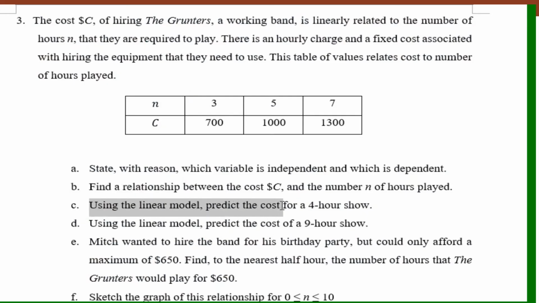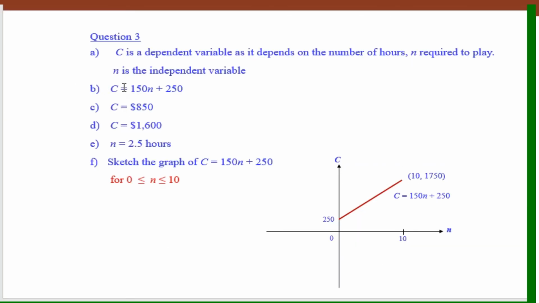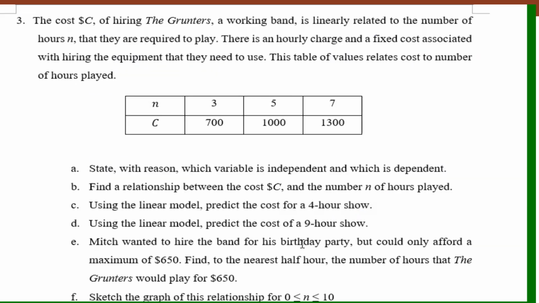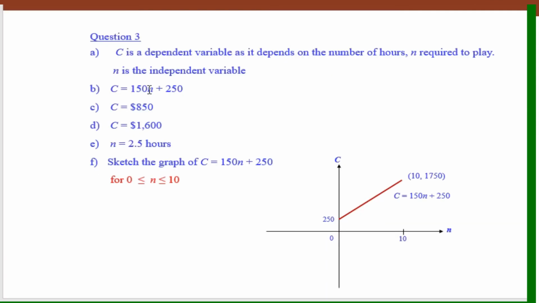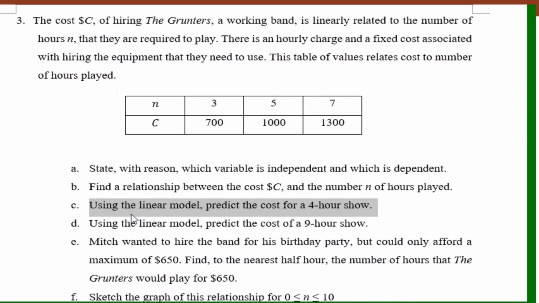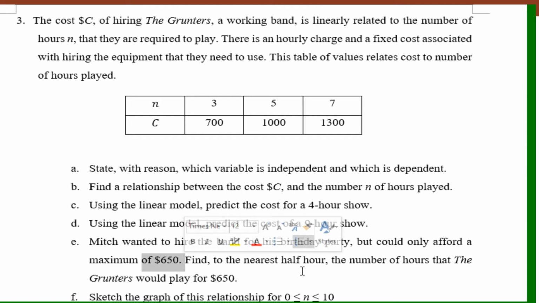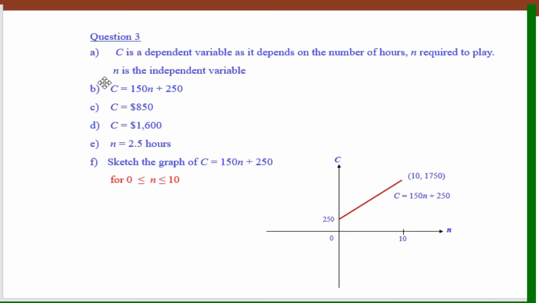Using the linear model, predict the cost for a 4-hour show. So now, inside here, you just substitute 4 hours. For 9 hours, inside here, you just substitute 9. You should get 1,600. Mitch wanted to hire the band for his birthday party, but he only has $650. Round to the nearest half an hour. So you take 650 equal to 150n plus 250, you find n. You will get 2.67 hours. So nearest half an hour will be 2.5 hours. You cannot put it 3 hours because 3 hours you got not enough money.